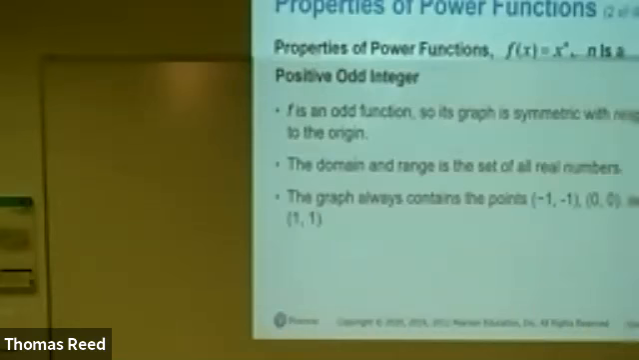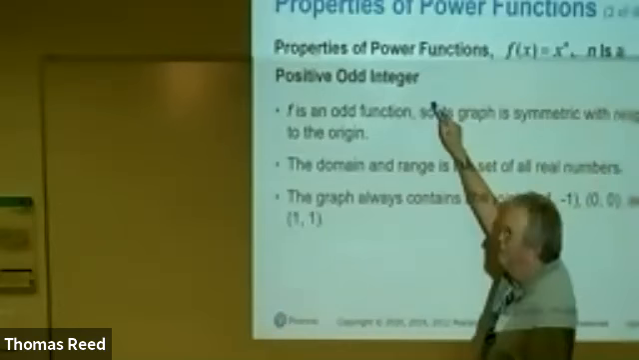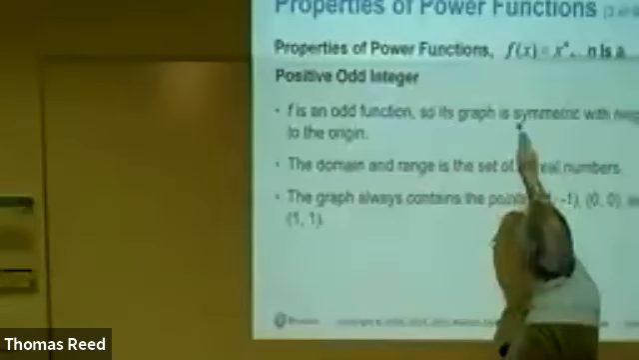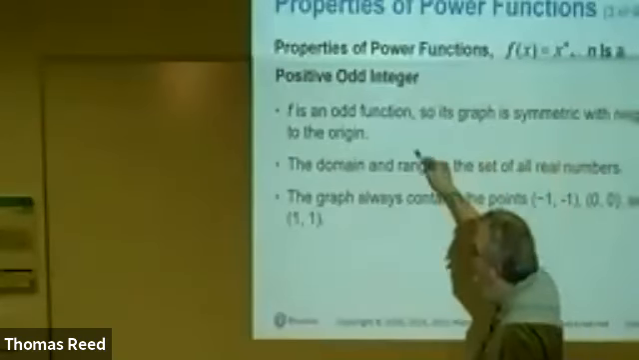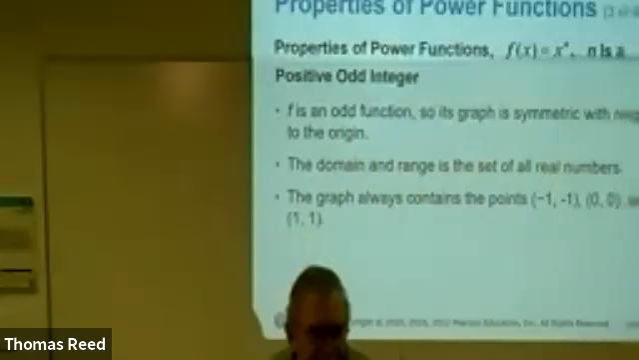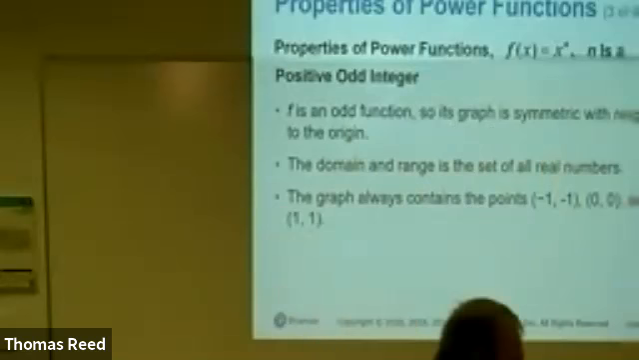Now, if n is an odd number, so we have an odd degree function, then it's going to be symmetric with respect to the origin because it is an odd function. If I put -x in for x, I get a negative f of x. Okay?